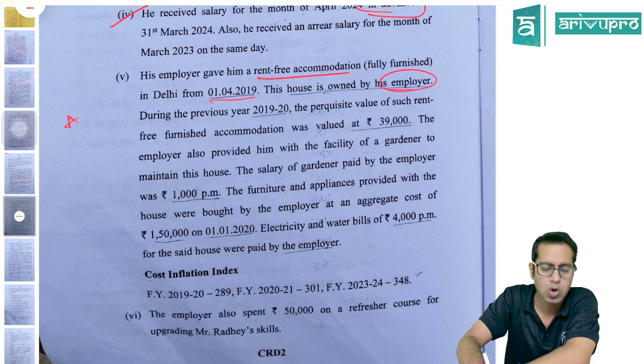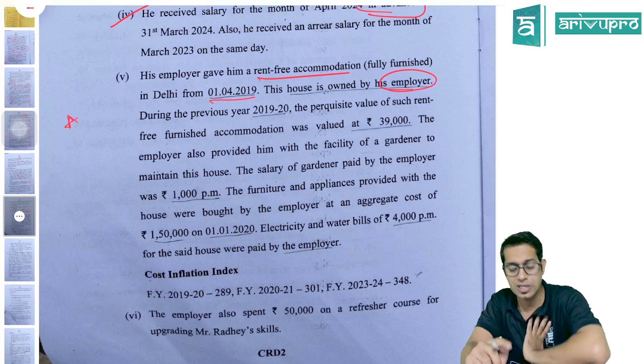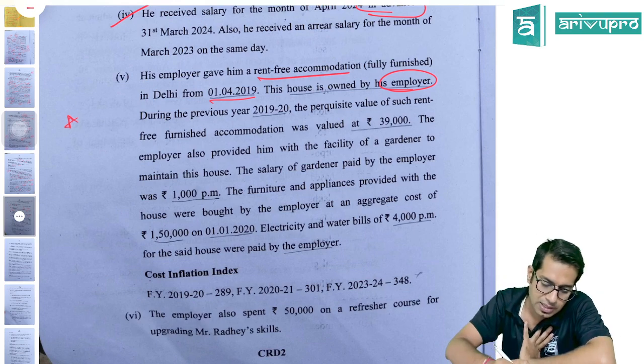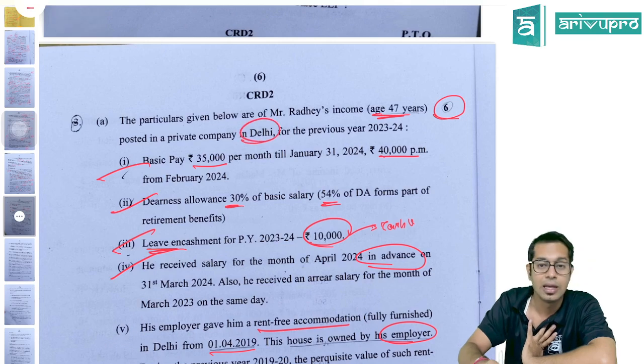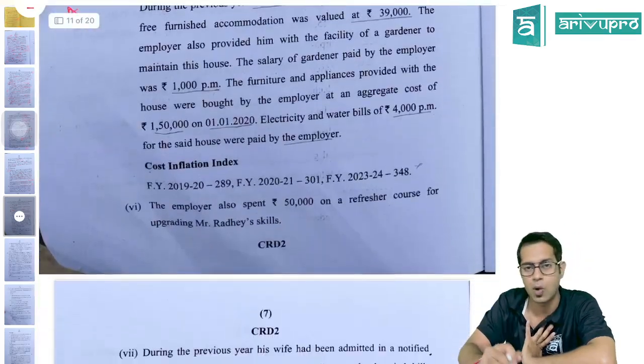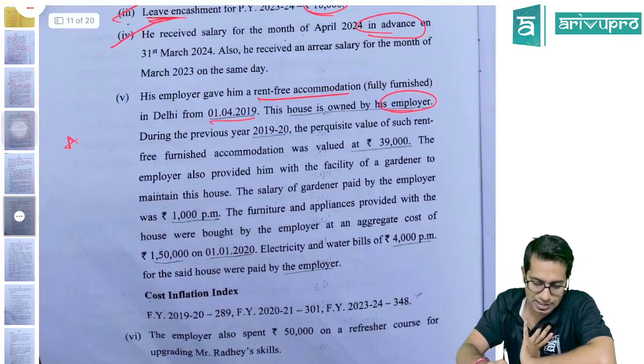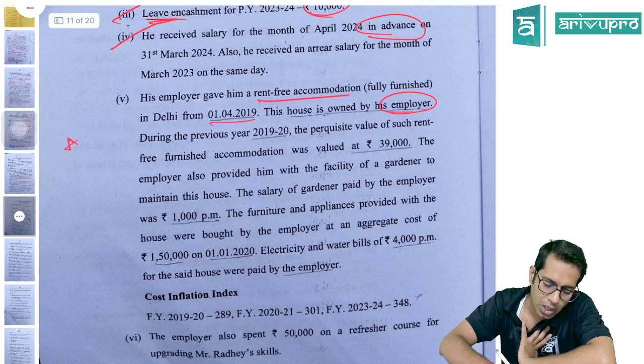This house was owned by the employer, so 15% of rent will be taken. So where are you staying? Where are you staying, sir? You're staying in Delhi, meaning the population is more than 40 lakhs, correct? So that provision will be applicable.